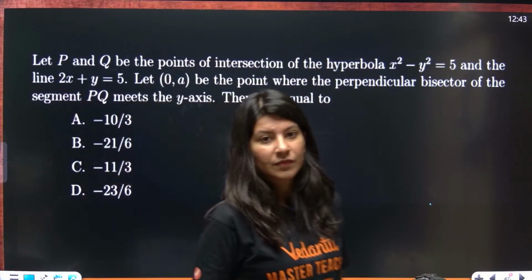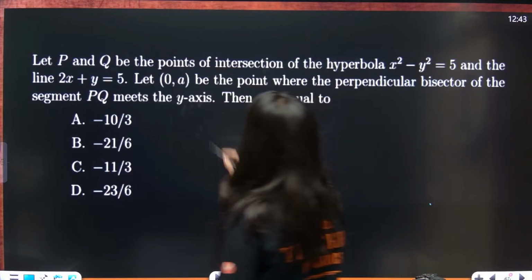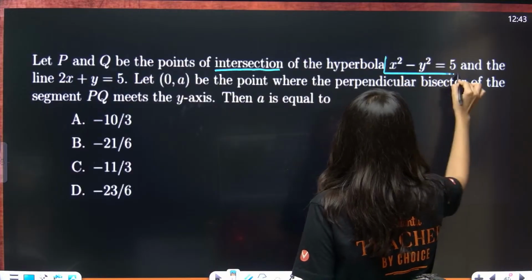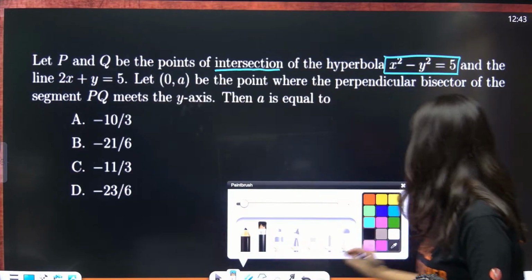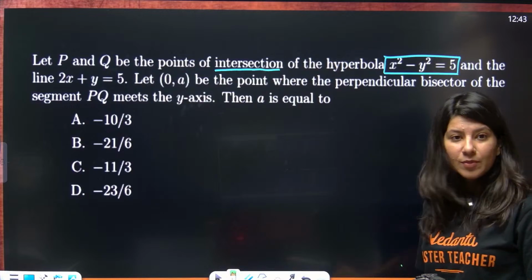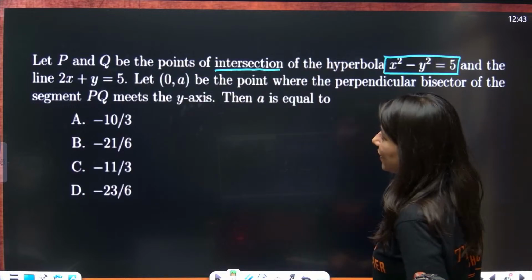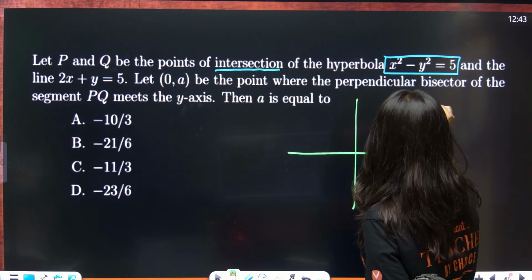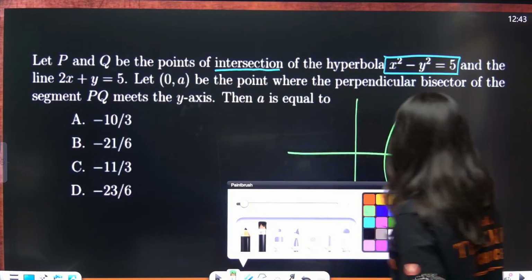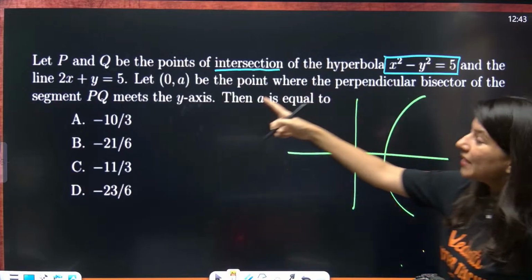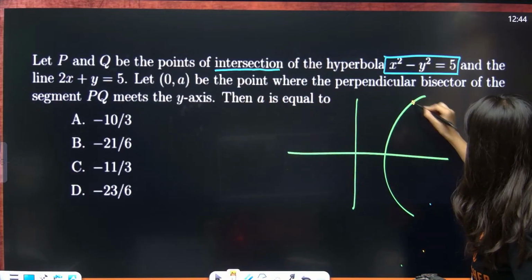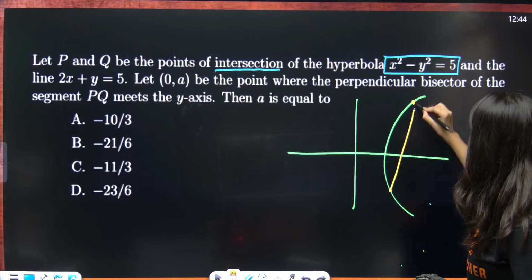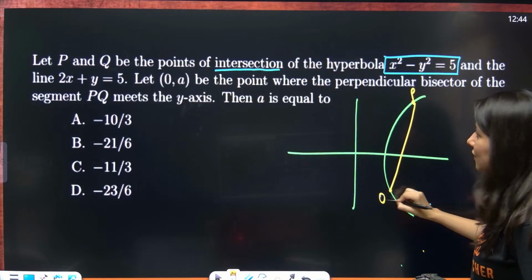Okay. All right. Now let P and Q be the points of intersection of the hyperbola x square minus y square is equals to 5. So now the hyperbola is looking like this. Suppose this is your hyperbola. Now what they are saying is P and Q. So this looks like a chord. This is P and this is Q.